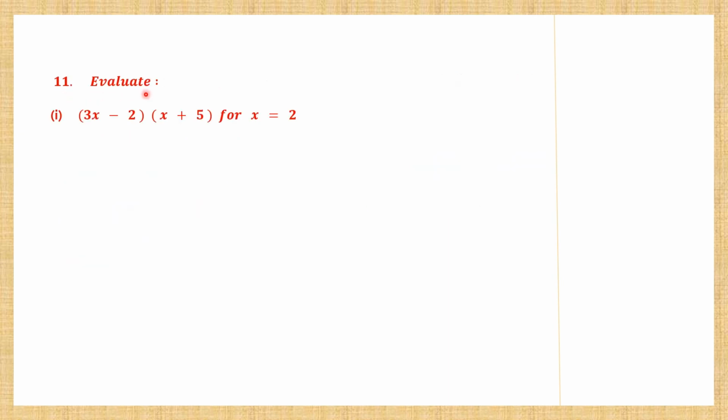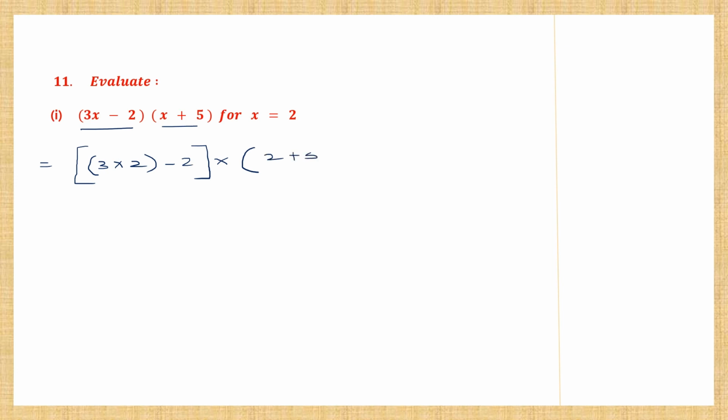Question 11, evaluate. So here we have 3x minus 2 into x plus 5, and we are going to substitute x with 2. So 3x means 3 into x, and x is going to be 2. So let's do that. 3 into 2 minus 2. That is this part. Now let's do this part. So that will be into x plus 5, and x is 2.